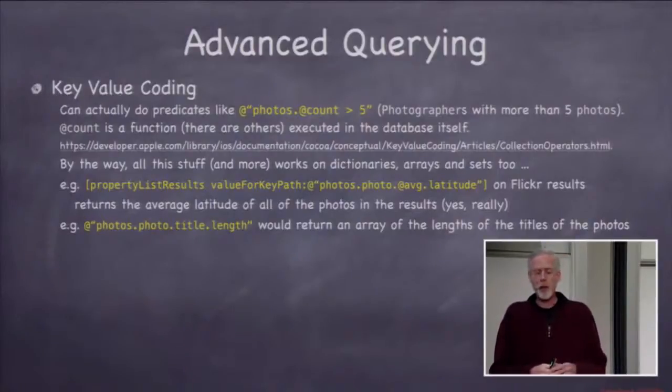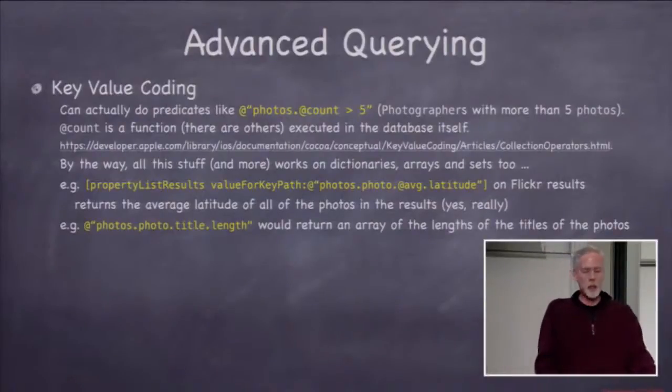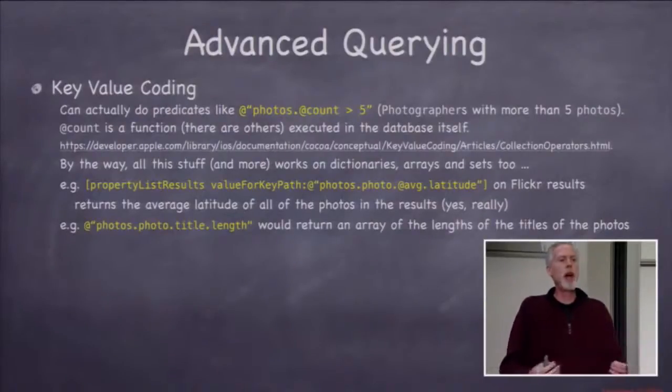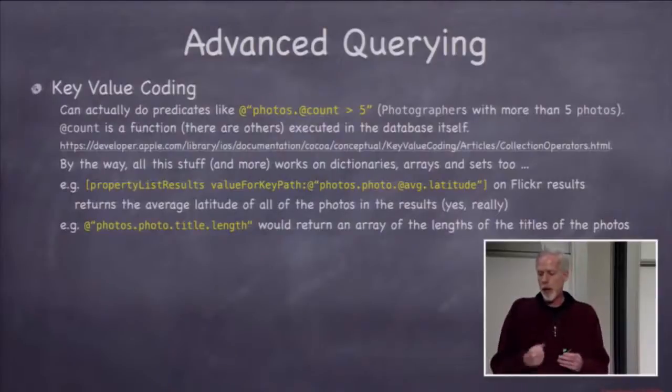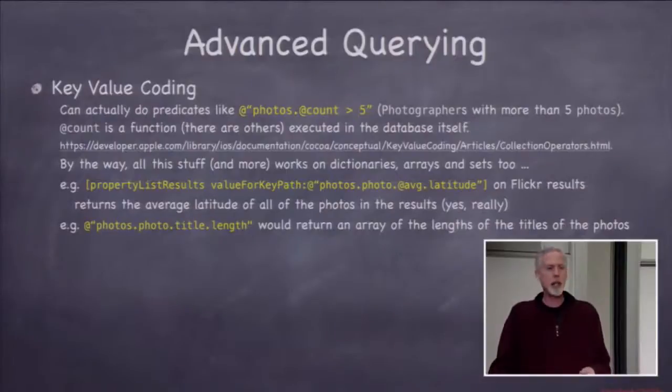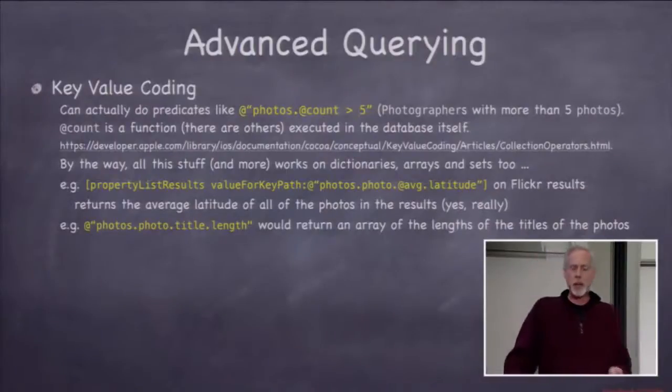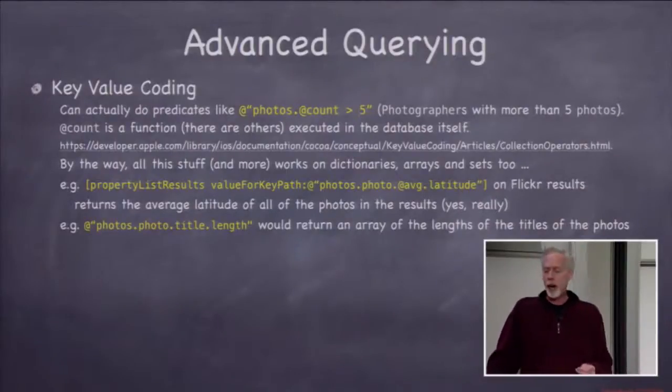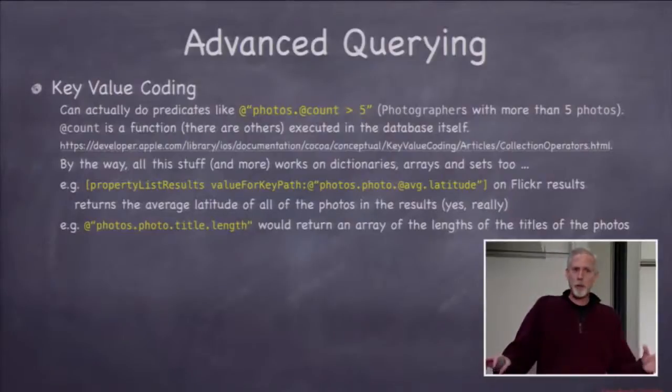So for example, if I wanted to find all the photographers who have taken more than 5 photos, my predicate would be photos.@count is greater than 5. And there are other @ operators, like @avg, you can look through to find out what there is. I put a link in here. I don't usually put links in my slides, but this one is worth looking at. And this also works for any key value coding thing, so like for dictionaries.